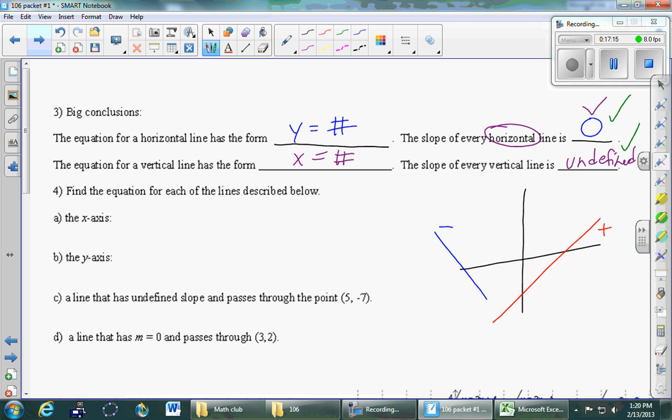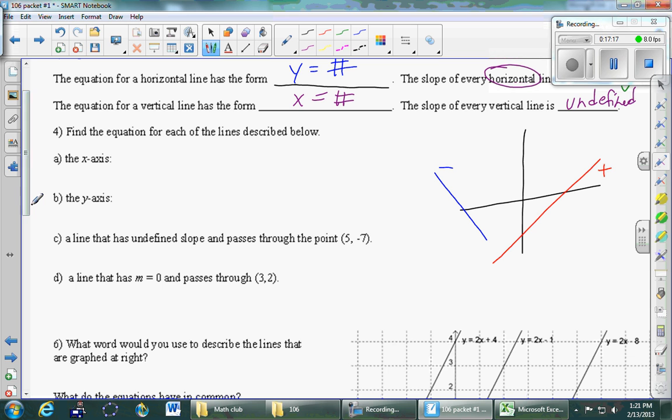All right, let's try number 4. Find the equation for each of the lines described below. First one is the x-axis. It's either vertical or horizontal. That's the first question. Is the x-axis vertical or horizontal? The x-axis is the one that goes this way, right? Horizontal. So every horizontal line we've just seen up there, is it x equals or is it y equals? It's y equals. For horizontal, it's y equals.